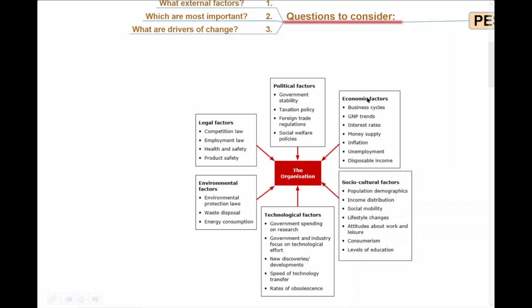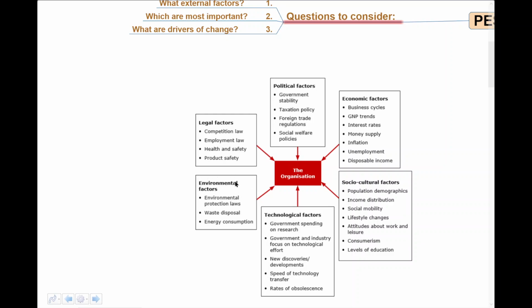What is the situation, let's say, in our home country economically? Are we in recession? Are we growing? Is there high unemployment? Is disposable income rising or falling, etc., etc. So in terms of economic factors, again, you can see how some, if not all of these, could affect businesses in different ways. Let's take a look at environmental factors.